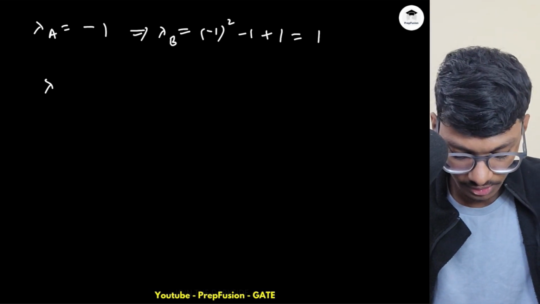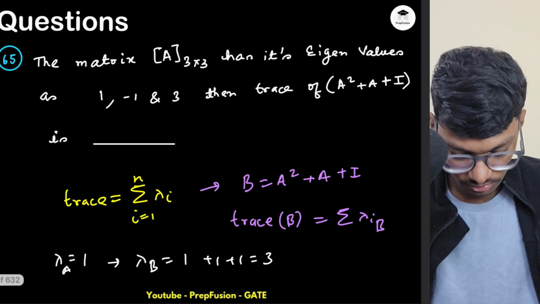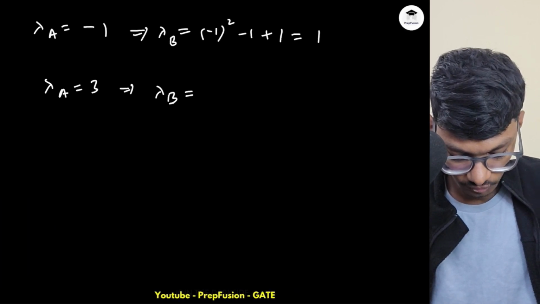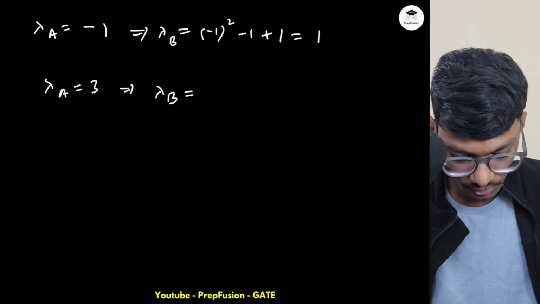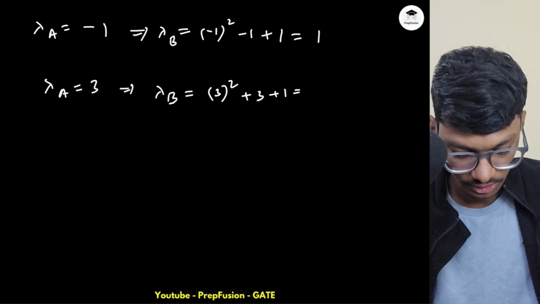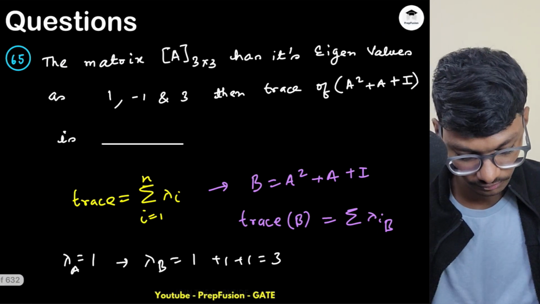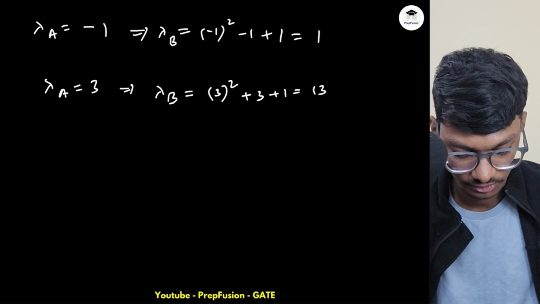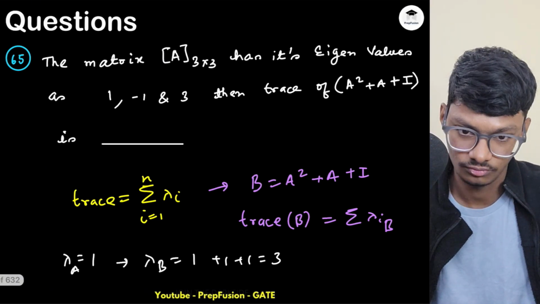And if I put lambda_A equals 3, then lambda_B will be simply 3 square plus 3 plus 1, which equals 9, 10, 13. Okay, so 9, 10, 13. So what will be the trace now?